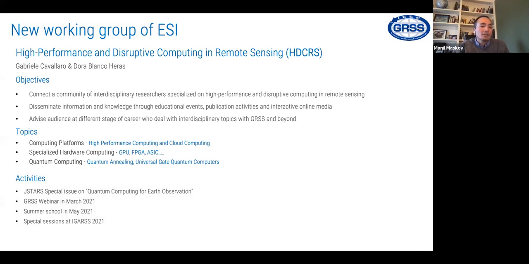The objective here is to connect a community of interdisciplinary researchers who are focused on high performance computing and disruptive computing for remote sensing. The main topics include not only computing platforms, but specialized hardware, looking at GPU, FPGA, and how that can be used within the remote sensing community, and also looking at quantum computing, which we haven't done in any of our TCs. So this provides a little new niche for a technical committee to be looking at some of these up and coming technologies and utilizing existing infrastructure like high performance computing.